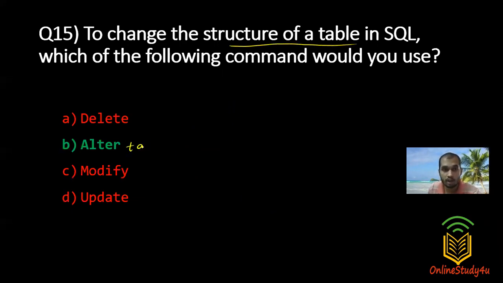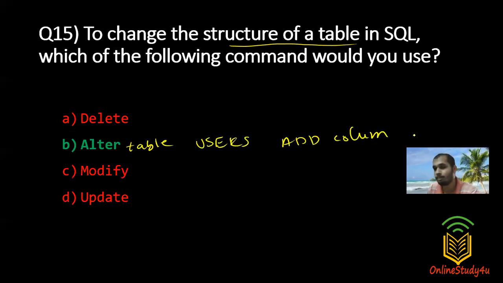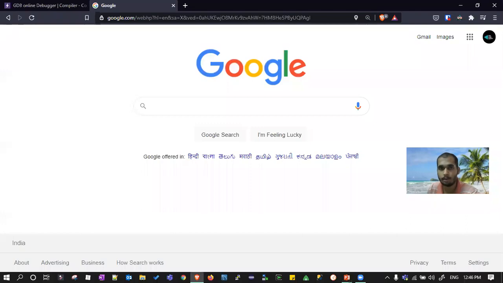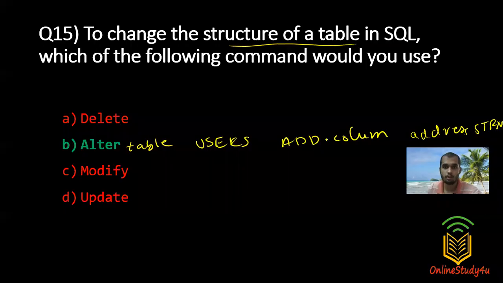So you can say alter table. You can say users. You can say add column, and you can give column name, right? Let's suppose I want to add new column as to address, right? I can say address string. So address is a combination of strings, right? So you can do all those things. So the answer is option B, alter.